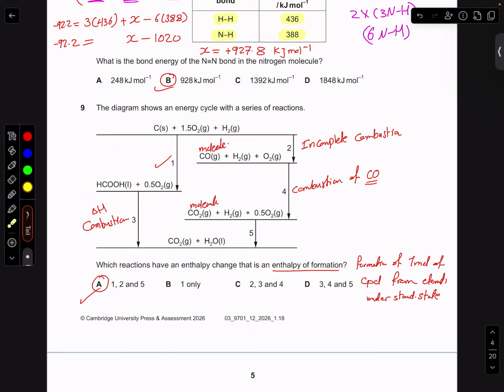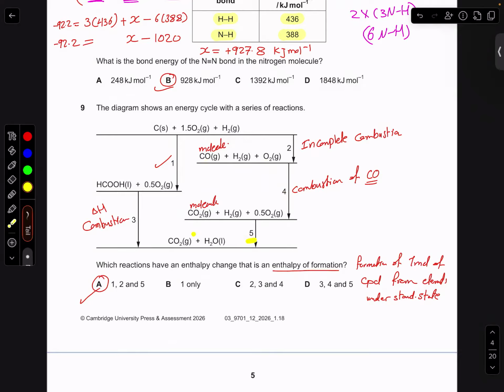So we can consider one enthalpy change of formation. Here, if you look at this, we have 1 mole of carbon monoxide from the elements under standard state. So we can consider this also an enthalpy change of formation. Here, the formation of CO2 is not from the original elements. It's not from the elements in the standard state. It comes from the reaction between CO and O2. So we cannot consider this an enthalpy change of formation.